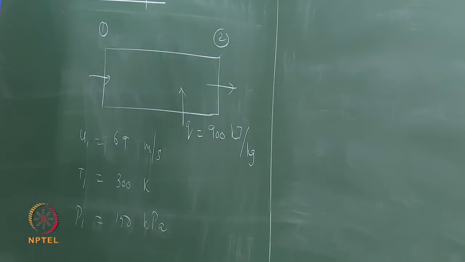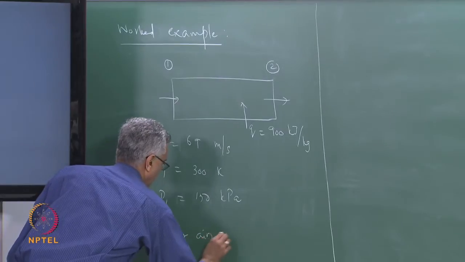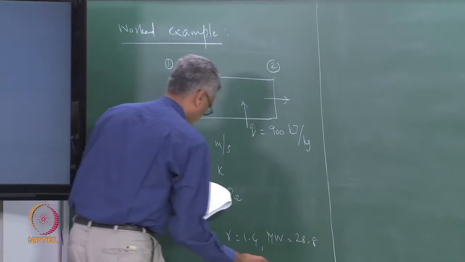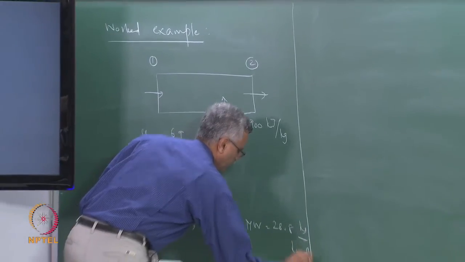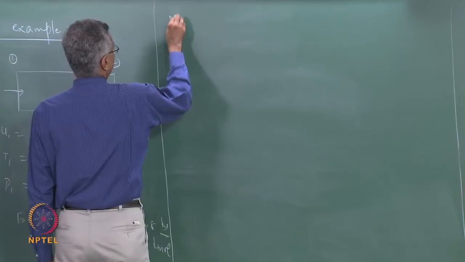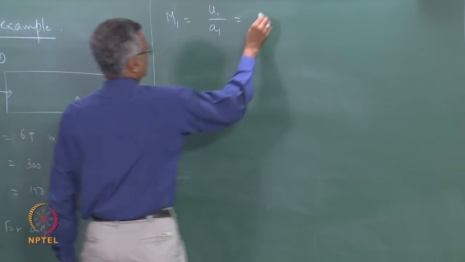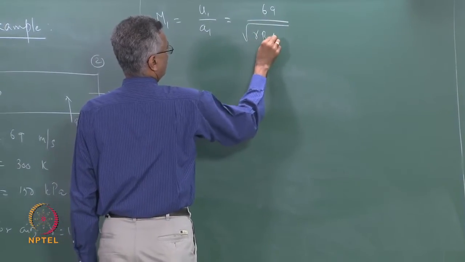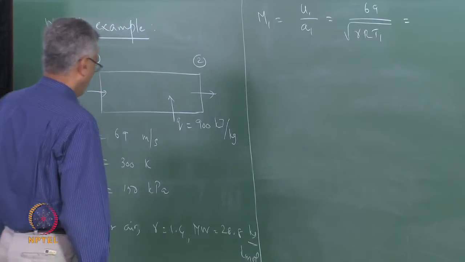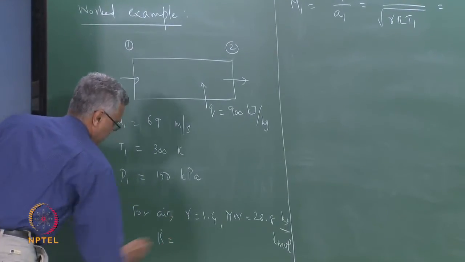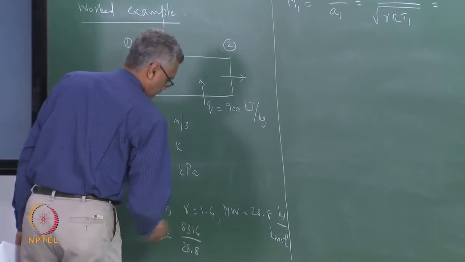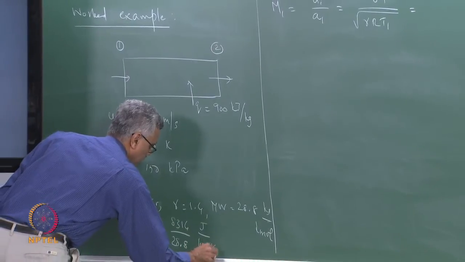And we will assume the following. For air, we take gamma to be 1.4 and the molecular weight of air to be 28.8 kilogram per kilomole. Okay, so we first determine the Mach number M1. So M1 is equal to U1 divided by A1. So that is nothing but 69 divided by square root of gamma R T1. And if you substitute the values, remember R, this R is the particular gas constant. So this is equal to 8314 divided by 28.8, and this is in units of joule per kg Kelvin.